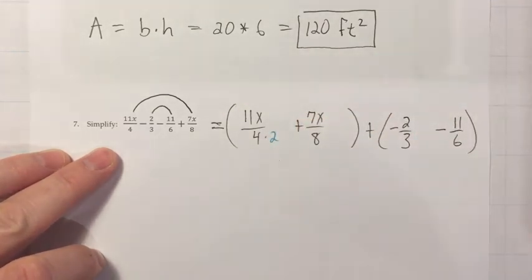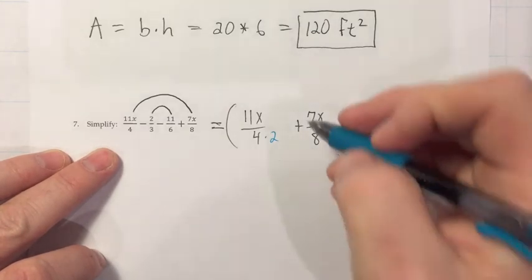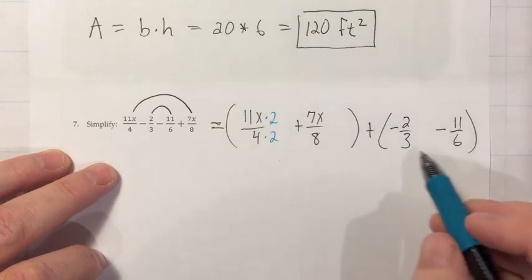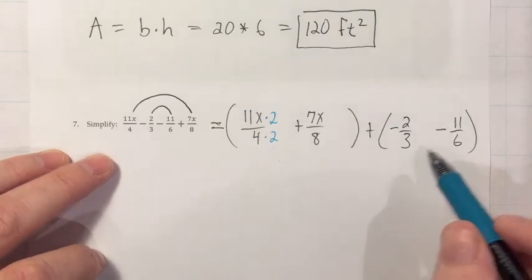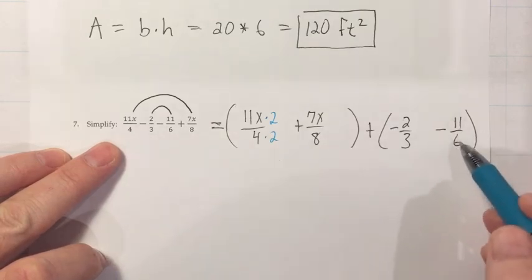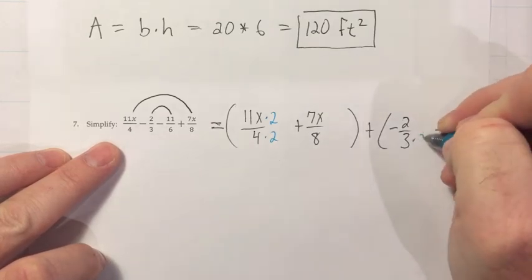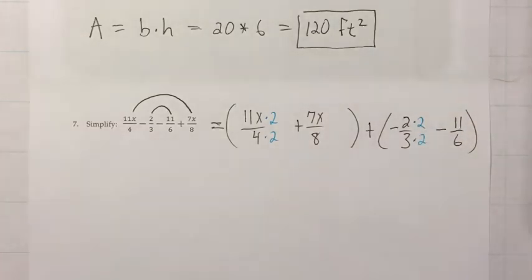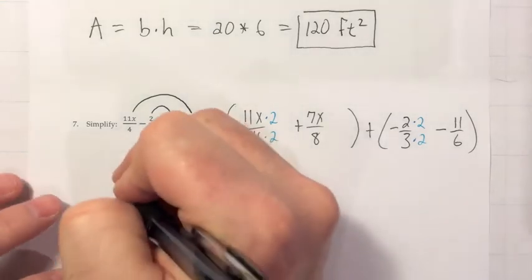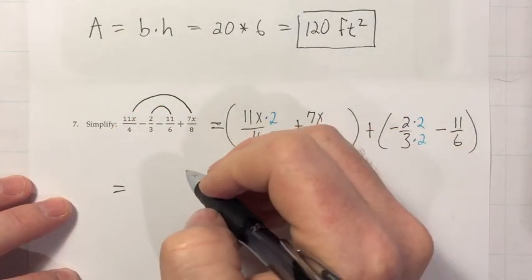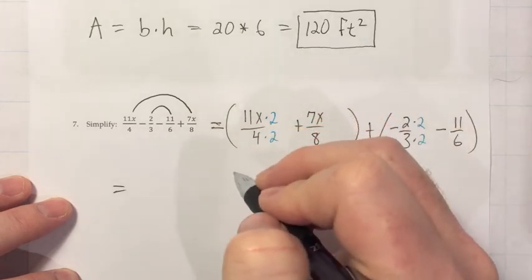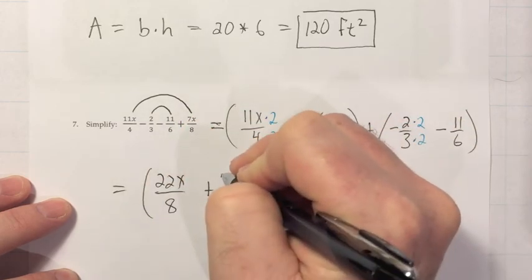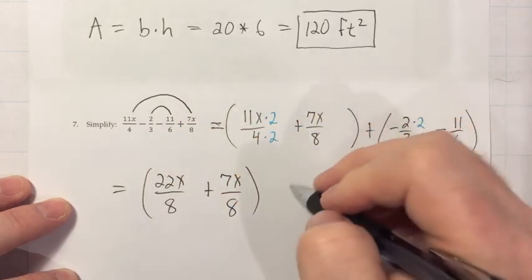If I multiply this by 2 on the bottom, it'll have a denominator of 8, just like that one. But for balance, if I multiply the bottom by 2, I have to multiply the top also. Over here, if you look at these two, we don't need the 24 for the common denominator. 6 will do the trick because 3 goes into 6. So if we multiply top and bottom by 2 here, we'll get the 6 on the bottom, the 2 on the top, just to keep things balanced. So if we do that, then for the first piece here, we get 22x over 8 plus 7x over 8, but those are like terms, so we'll be able to combine them next.